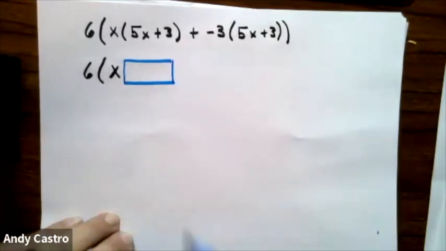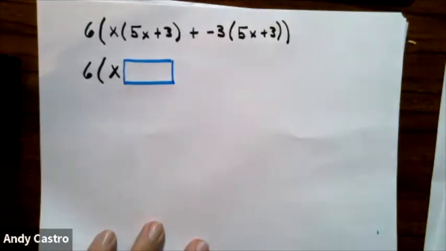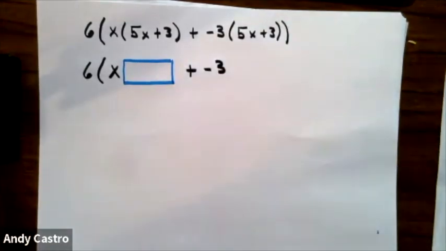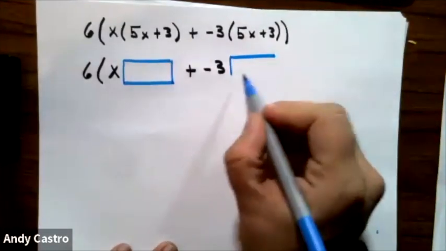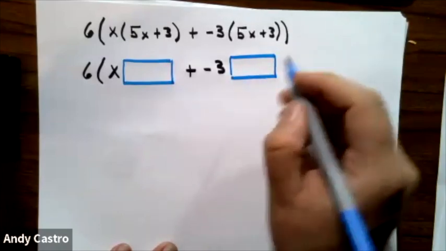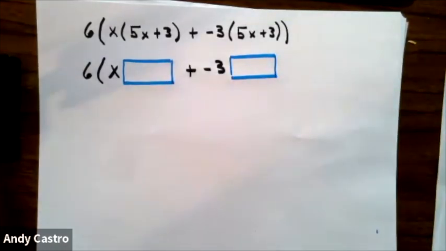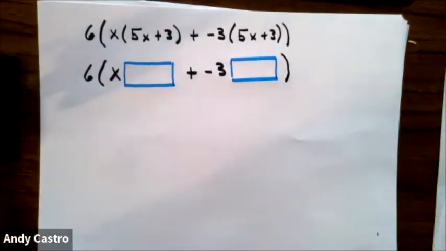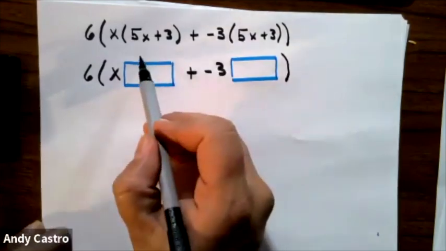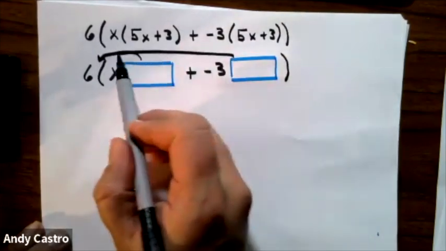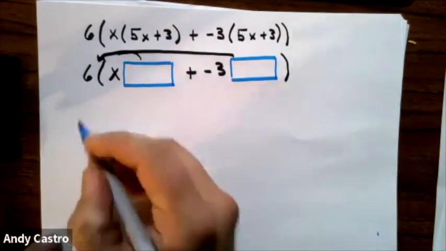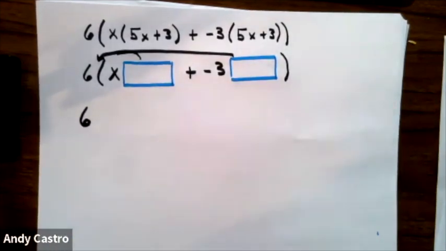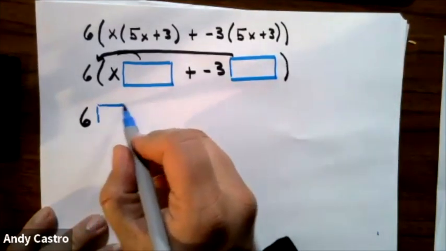Okay. Put in a different color. Plus a negative 3 times 5x plus 3. Okay. So if I take this blue box out, okay, let's say I do that. Let's say I take that blue box out. Then what I'm left with is 6 and the blue box times the blue box.